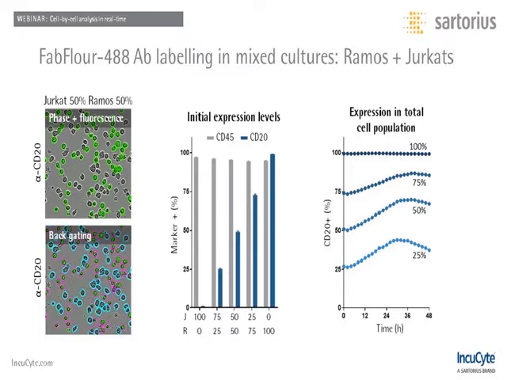CD45, which is present on both cell types, was therefore represented by 100% of the population regardless of cell type or proportion. The panel on the right shows how the CD20 positive population can be tracked over time, and the proportions also remain the same. Just to note that there is an increase seen in the actual percentage over time in each of the mixed cultures, and this is purely because the Ramos cell line has a more rapid rate of proliferation. Conversely, the negative population could also be identified and graphed in order to describe the Jurkat population.